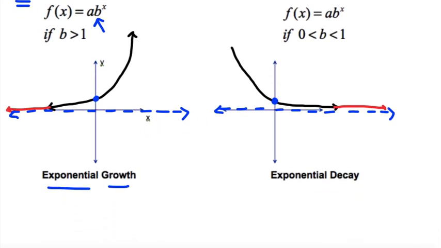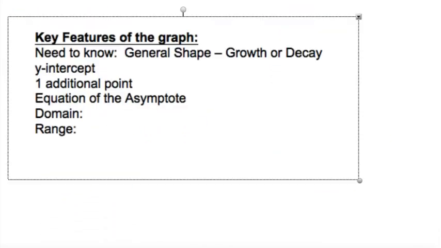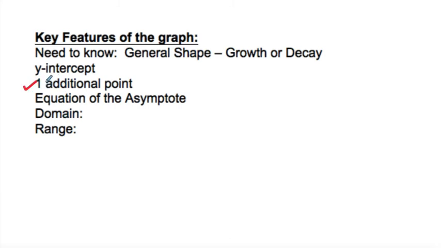It also has some other key features that you're going to want to know. You're going to want to know how you'd find an additional point, okay? So we're going to need to know the general shape, whether it's growth or decay. We'll be able to find the y-intercept. We'll be able to find one additional point on the graph. And then we're really going to want the equation of the asymptote and draw it in. And then that'll lead us to the domain and the range.